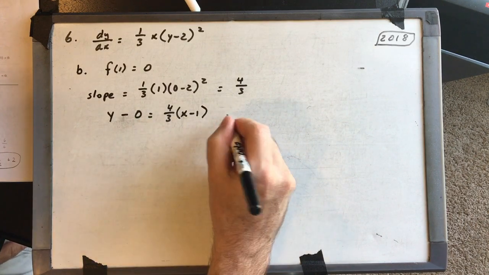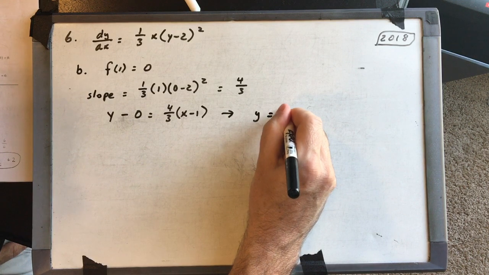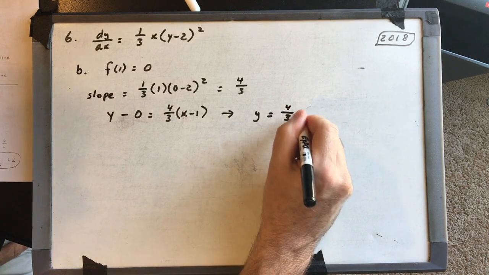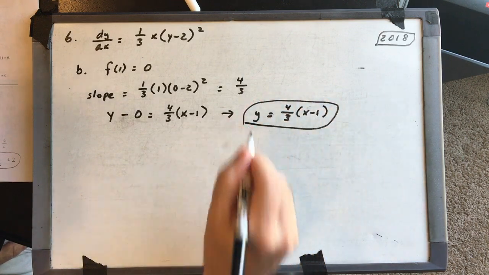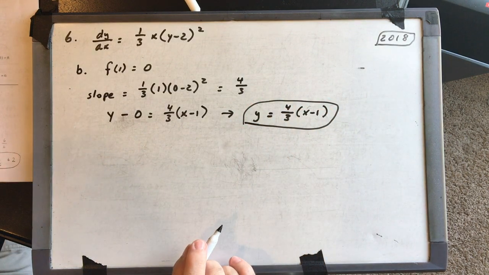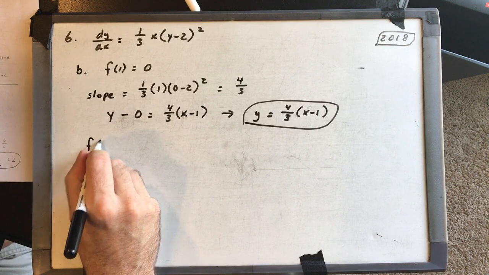If you want to clean it up, you would just have y is equal to 4/3 times x minus 1, but you don't have to. Circle that. On the 2020 test, maybe you snap a picture of that. And then we want to use that equation to approximate f of 0.7.